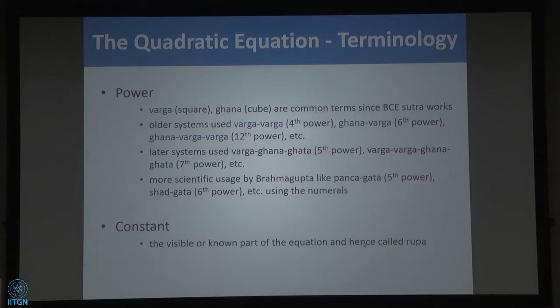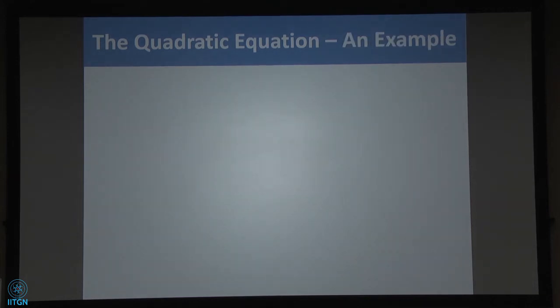And the constant itself, the c in your ax squared plus bx plus c, which is literally the only part that you can actually see because the rest of it involves unknowns. This part is called the rupa. So here's a couple of examples of quadratic equations so you can get a sense of how they look.